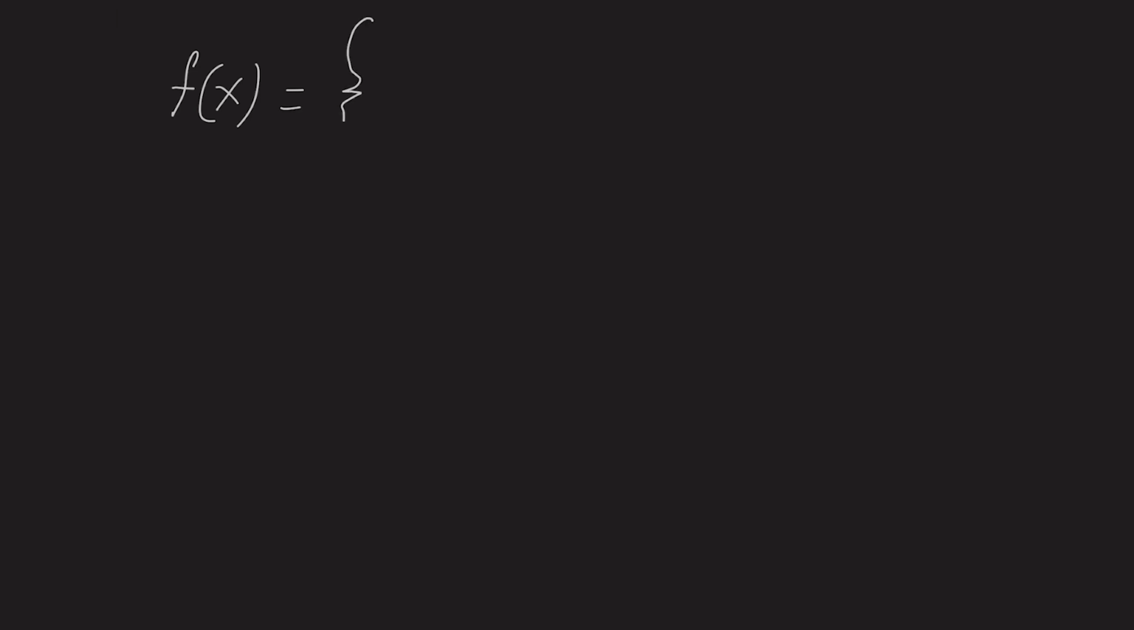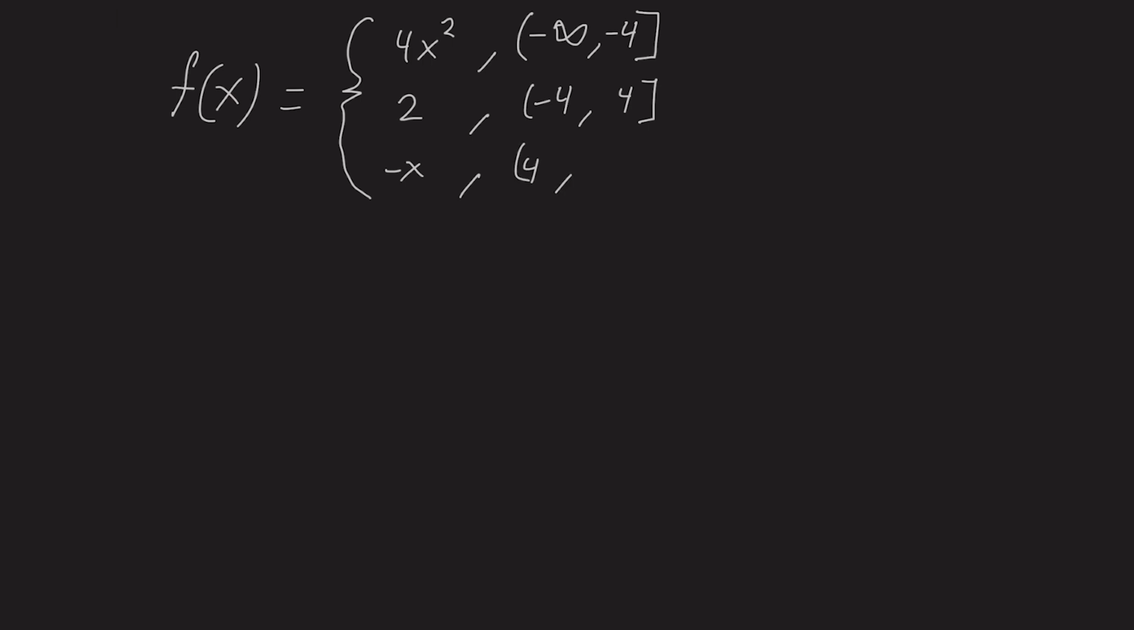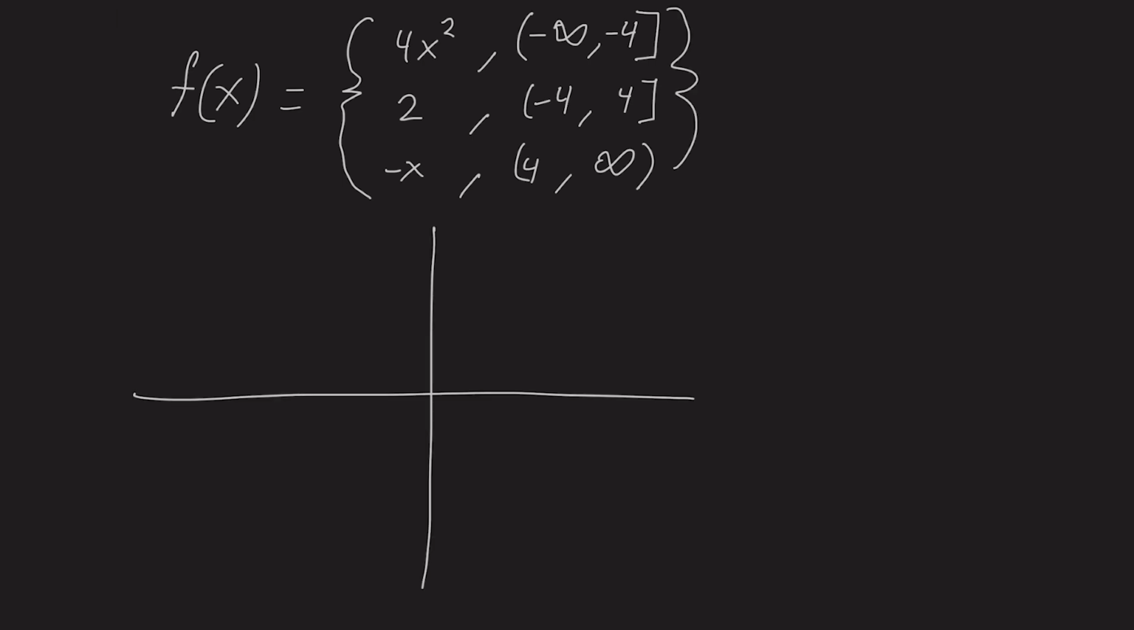Here I'm going to give you that f of x is equal to 4x squared on the interval negative infinity to negative 4, with a soft brace on the left side and a hard bracket on the right side. Then it equals 2 from negative 4 with a soft brace up until 4 with a hard bracket, and then it equals negative x from 4 with a soft brace all the way up until infinity with a soft brace. Please try and graph it on your own and then come back to me so we can graph it together.